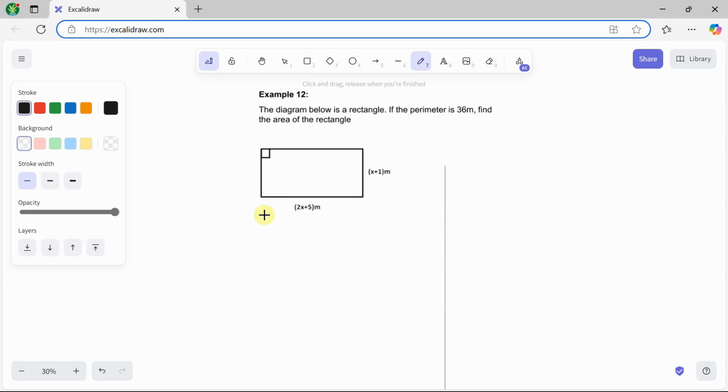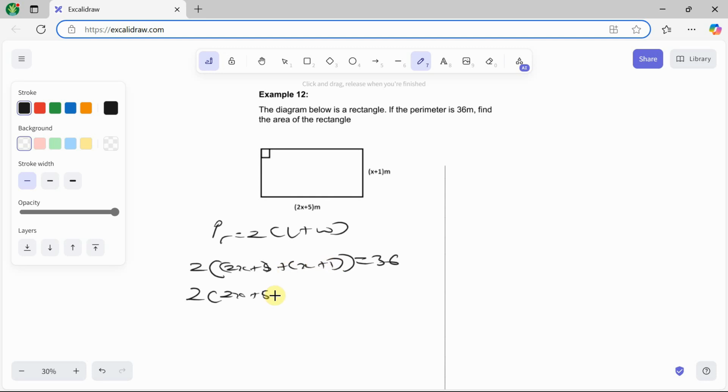So we know that perimeter of a rectangle is 2(L plus W). So that would be 2 open brackets 2x plus 5, plus, and put this in brackets, x plus 1. So this is equal to 36. So 2 open brackets, I can open the brackets and say 2x plus 5 plus, would give me the same, 2 plus x plus 1. I did it because in case it was minus, it would change the sign of this plus 1. So you have to be careful.